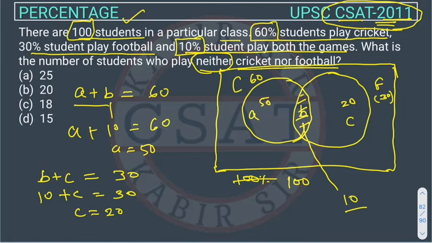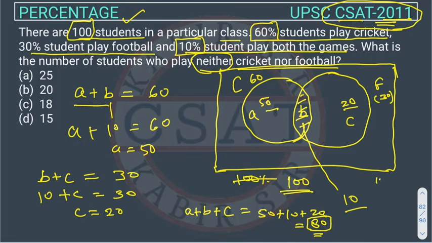right? So now the number of students who are playing either cricket or football, right? So A plus B plus C. So how many students are playing either cricket or football, or they are playing both games? So total number of students participating in games will be 50 plus 10 plus 20, right? So it will be total 80. So 80 students are playing games. So how many students are not playing any games? Total number of students are 100.